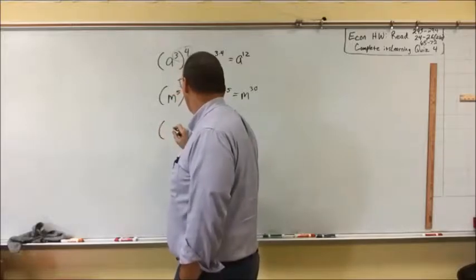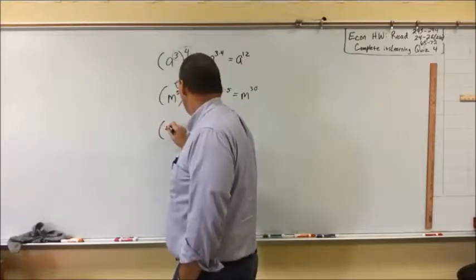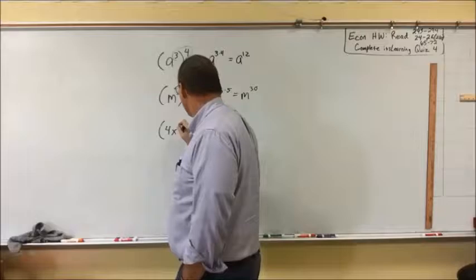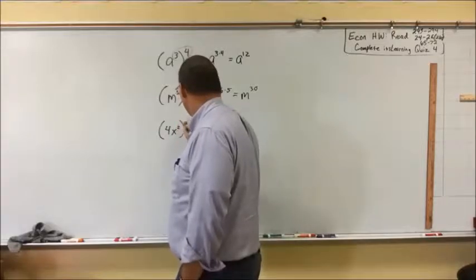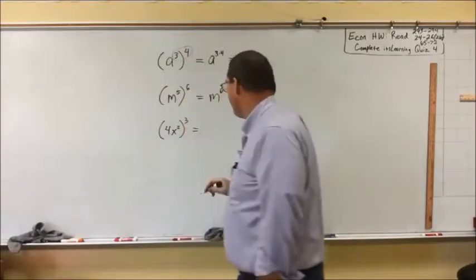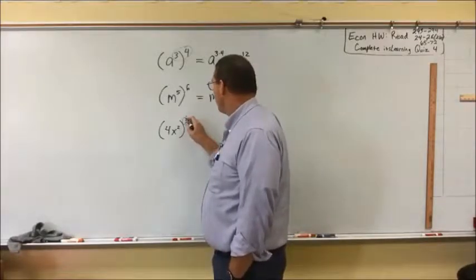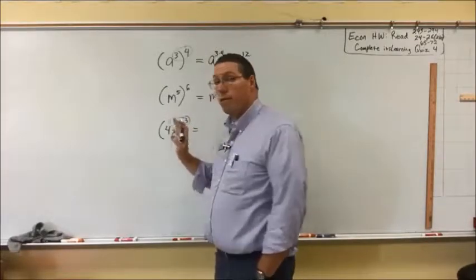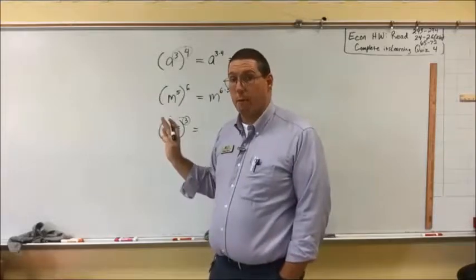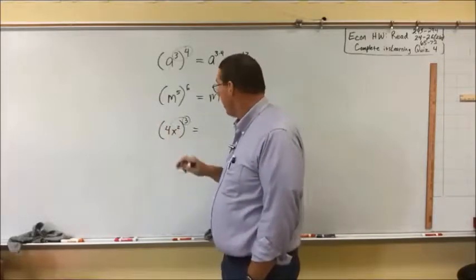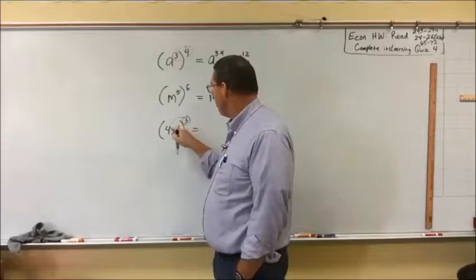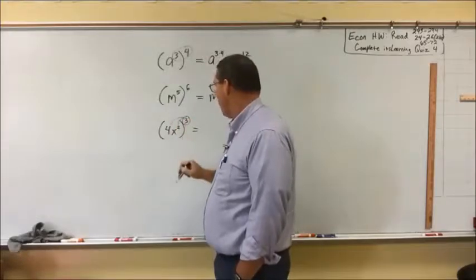Now, what if you had one with a number on the inside, or a constant and a variable? So let's say you had 4x squared to the third power. Do you see that? And here's what you have to understand. This 3 now is going to be on, and we're going to see this. This is a separate rule I'm putting on here, but I'm going to give you a preview right now. This third power is going to go on the 4, and it's going to go on the x.